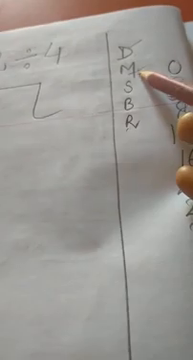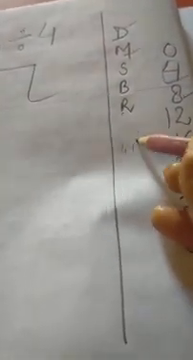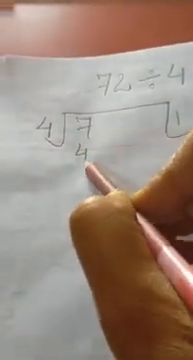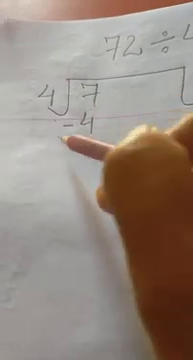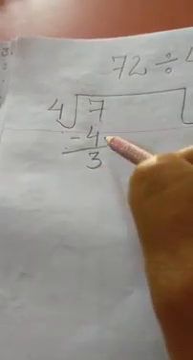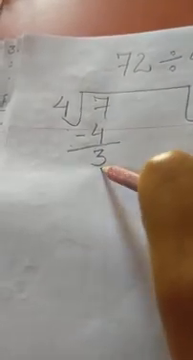And how will we do multiplication? 4 ones the 4. This multiplication we have done. After multiplication, next step is subtraction. Now 7 minus 4, it will be 3. When we subtract 4 from 7, we will get 3.